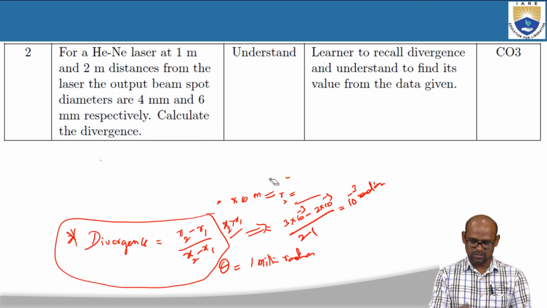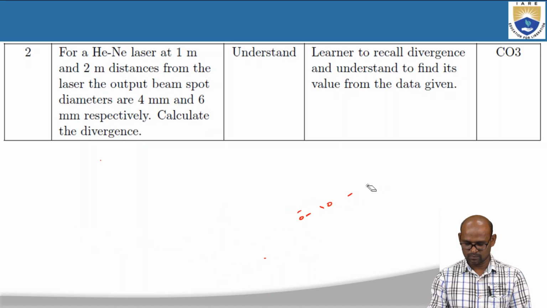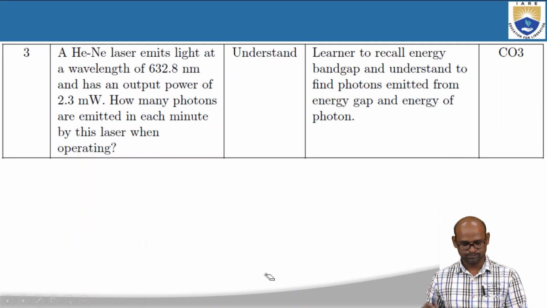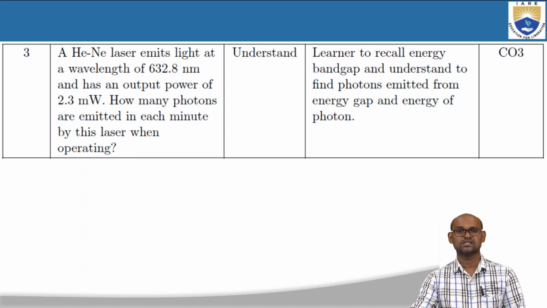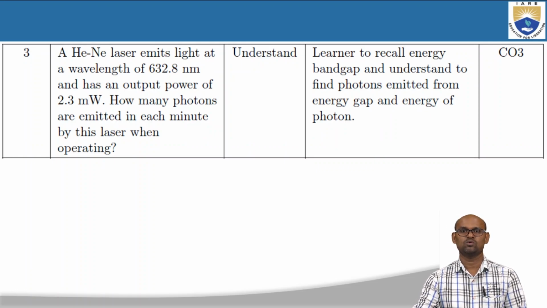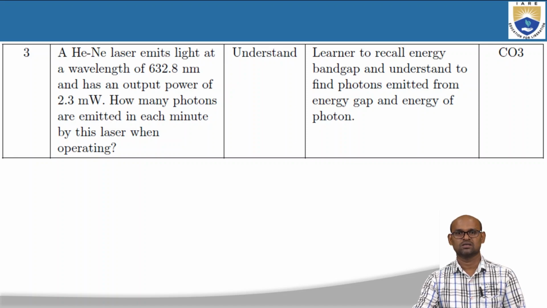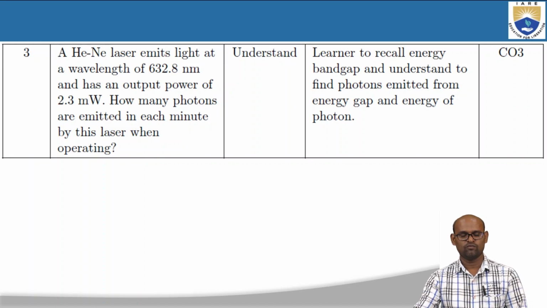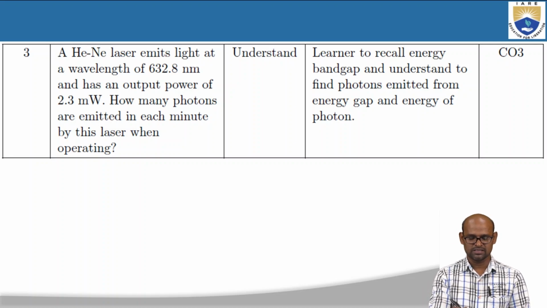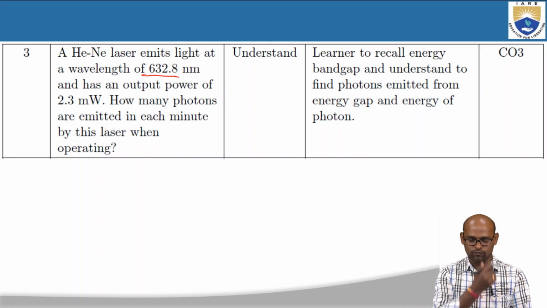Okay, so let us go to the next problem, lasers. The next problem is: a helium neon laser emits light at a wavelength of 632.8 nanometers and has an output power of 2.3 milliwatts. How many photons are emitted in each minute by this laser when operating? So we need to find out the number of photons emitted per minute.